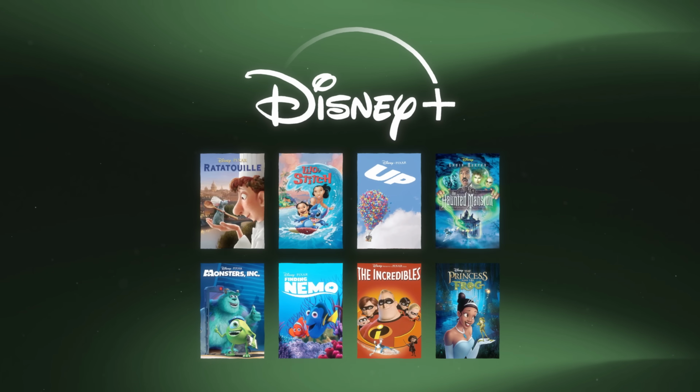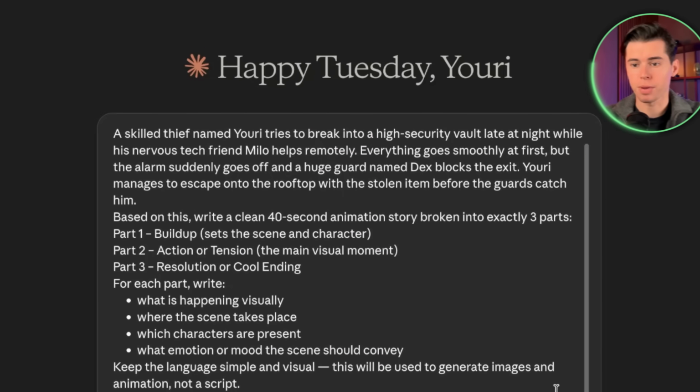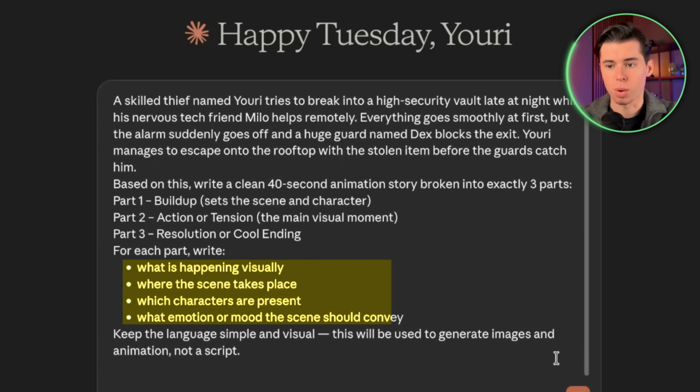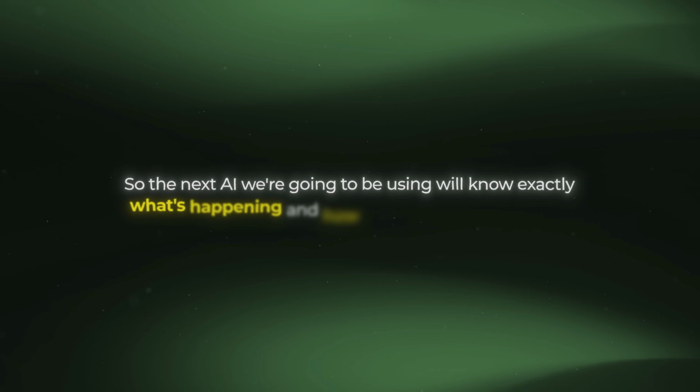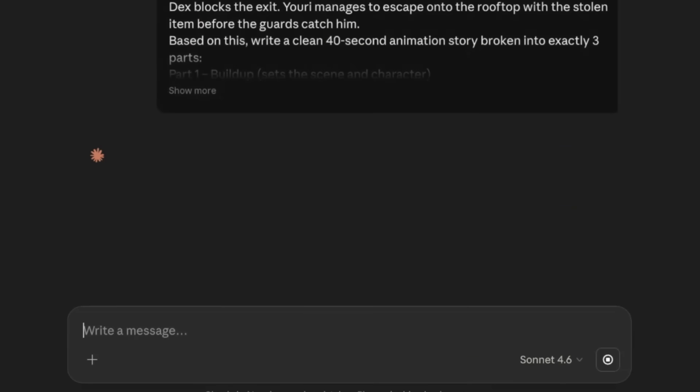Now, if you're wondering how I came up with this structure, it's the same one Disney uses in their most popular movies. And one more thing I asked it to do is to add visual descriptions for every part. So the next AI we're going to be using will know exactly what's happening and how each scene should look. So let's hit enter and see what we get.